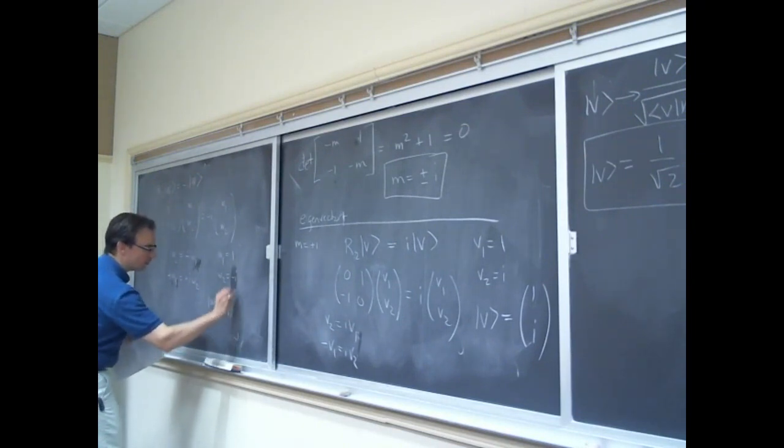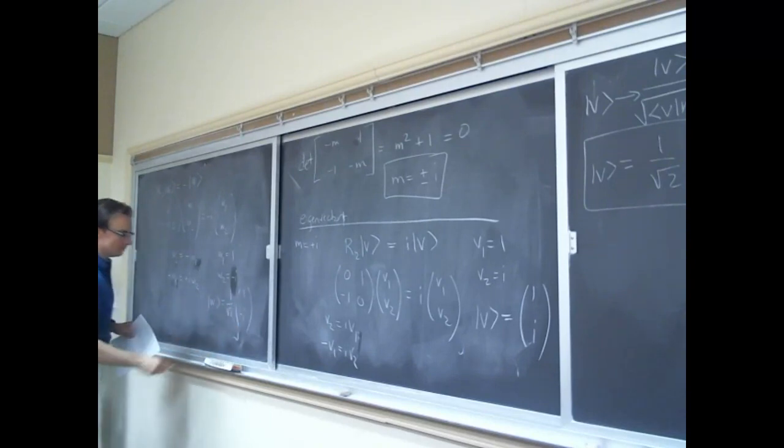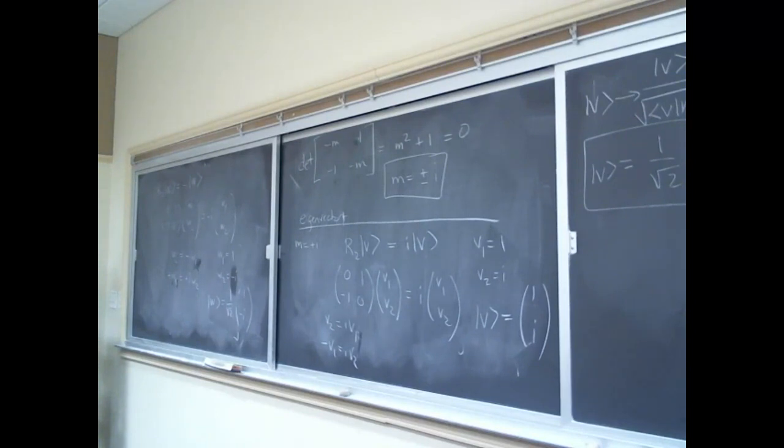1 over root 2, 1 minus I. Okay? So, again, you have to slog through this in a methodical way. All right, last topic, and then we'll finish for today.